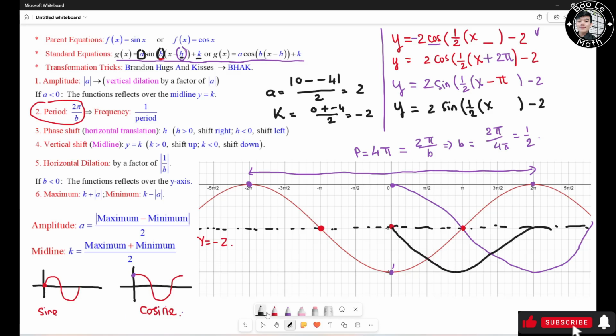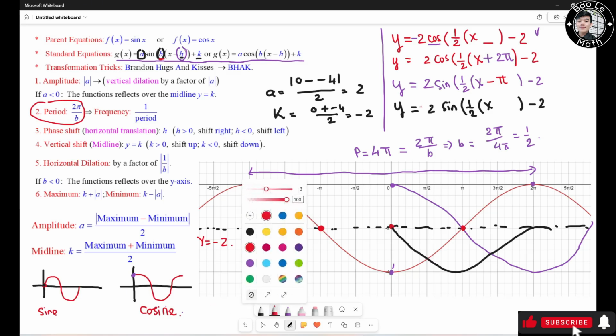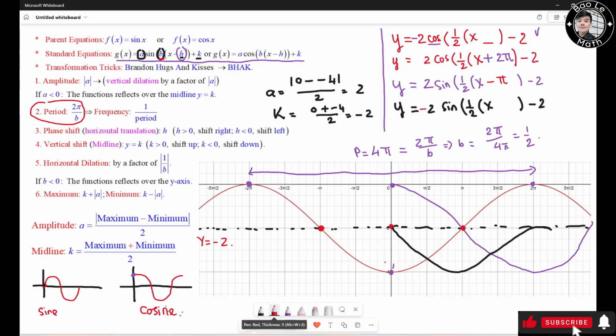Alright, so now it shifts pi units to the left, right? And then the sine function starts from the midline, goes up to the maximum, right? Now this goes down, which is a reflection over the midline. And then you have the negative side right here. Alright, now it shifts pi units to the left, so it's going to be plus pi.